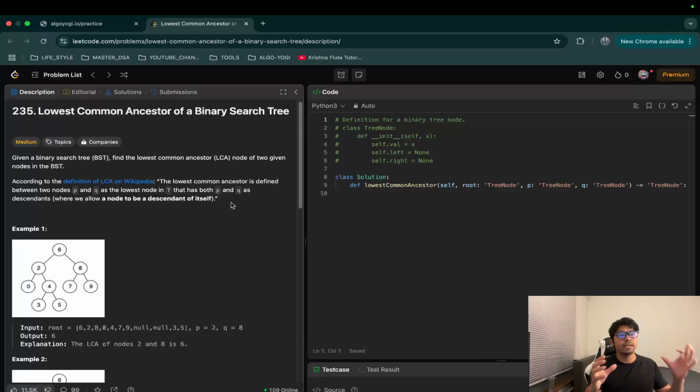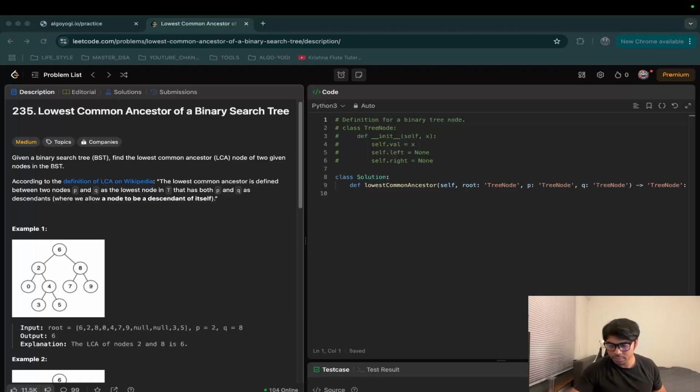They're both descendants of this common ancestor, but they can have multiple common ancestors. However, we just need to find the closest one. Let's try to find their parents. We keep going up till the root, but wherever we come across the node where both nodes P and Q are descendants of that particular node, then we just return that node.